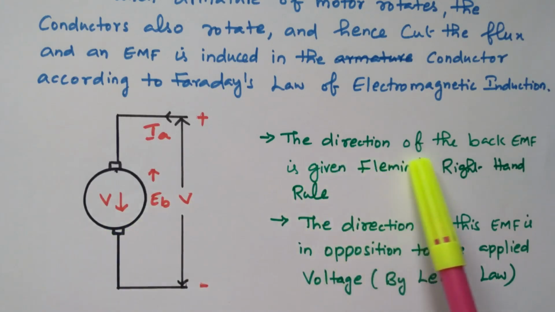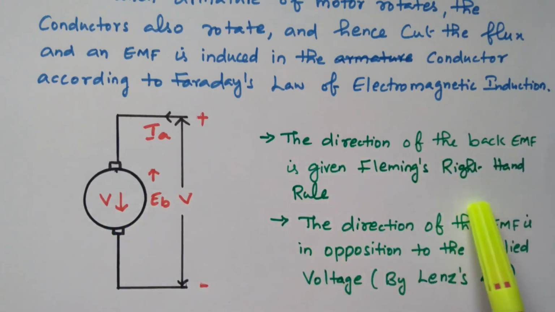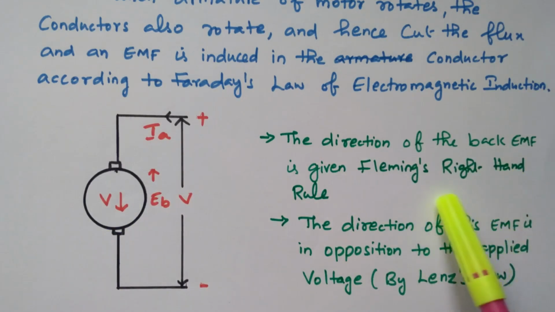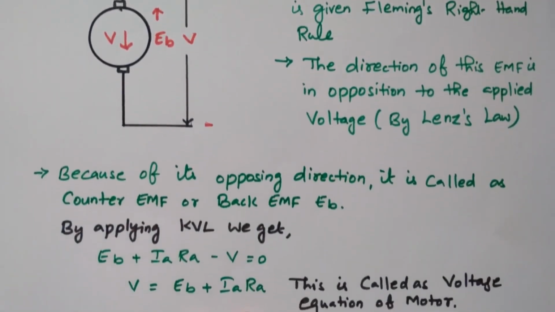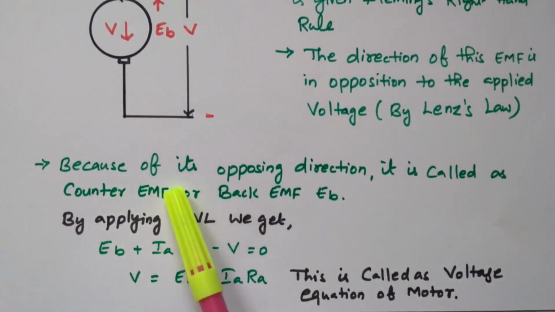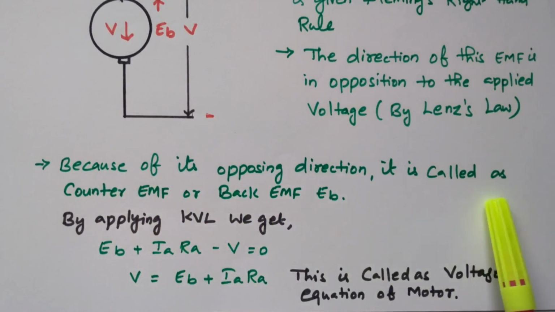The direction of back EMF is given by Fleming's right hand rule, because Fleming's right hand rule is applicable for a generator. Here EMF is induced, so it is given by Fleming's right hand rule. The direction of this EMF is in opposition to the applied voltage, that is by Lenz's law, right? Now we will see why we are concentrating on the back EMF. We will see this one by one. Because of its opposing direction, it is called a back EMF or counter EMF.